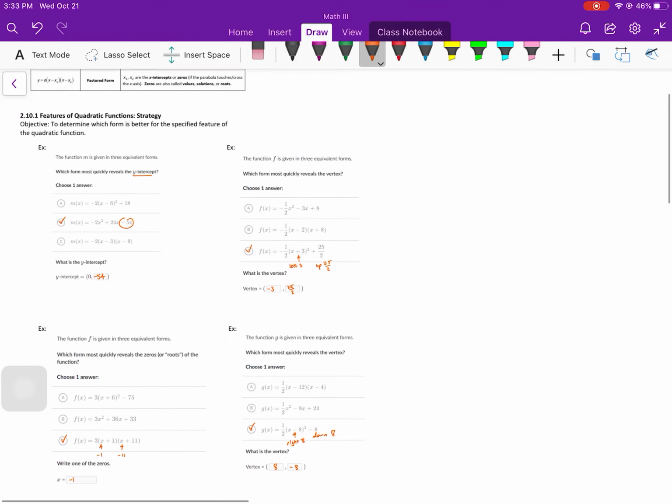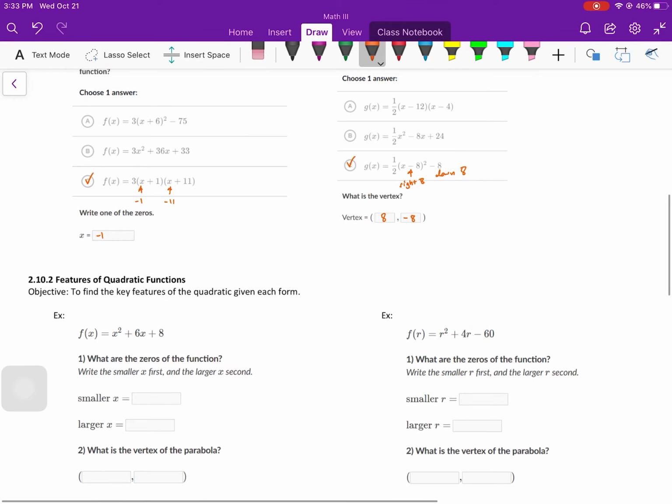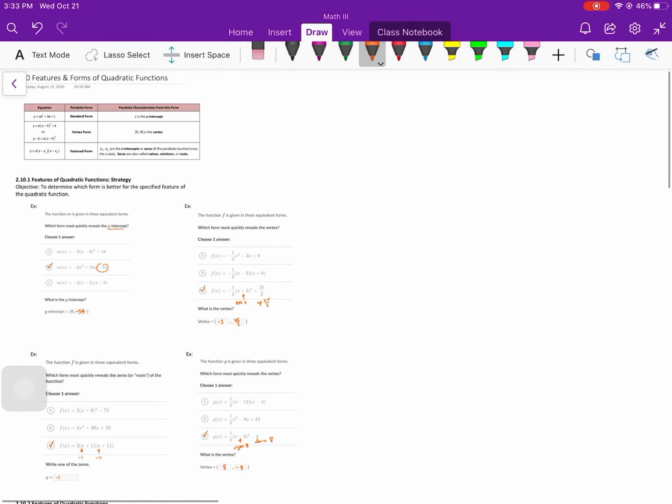So quite an easy assignment. This one, not so much. They want us to basically do everything, but that one's also very important for quadratics.